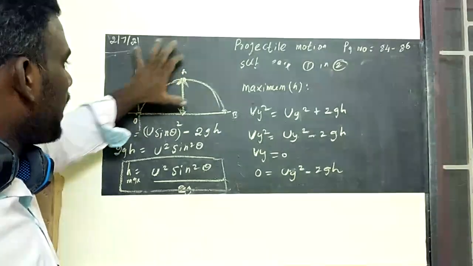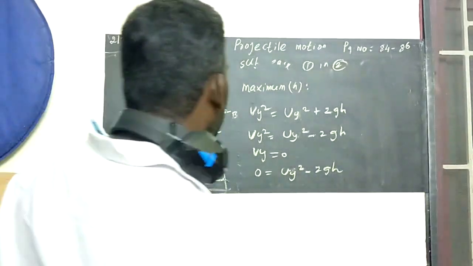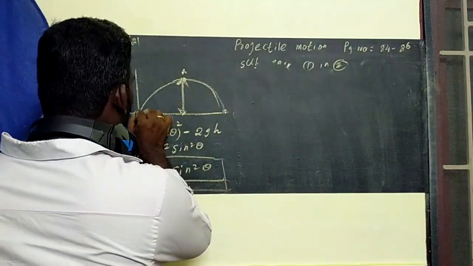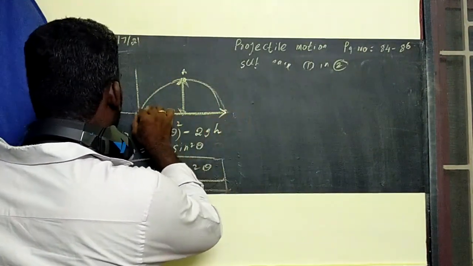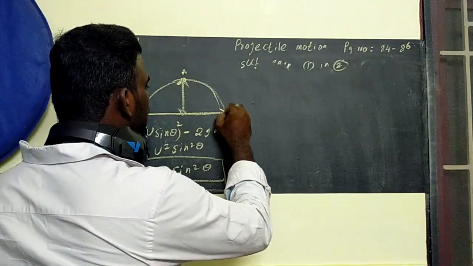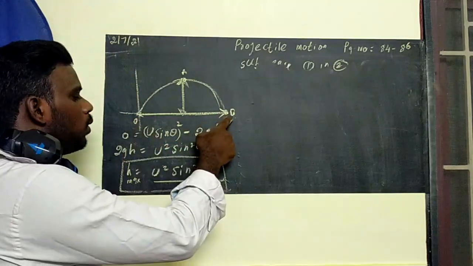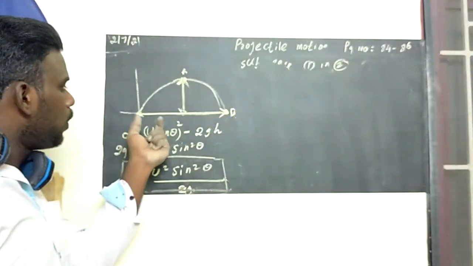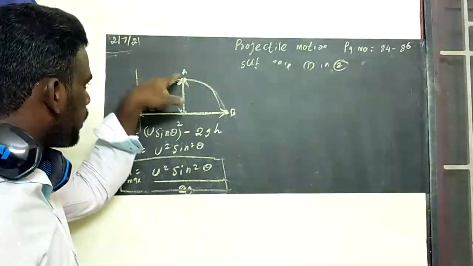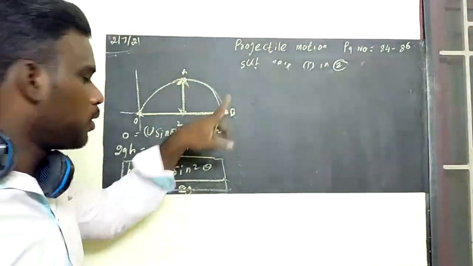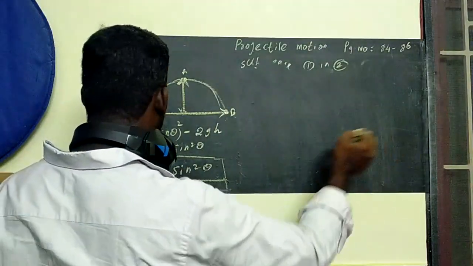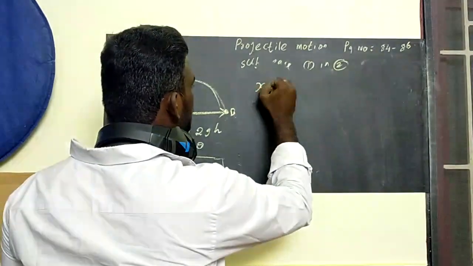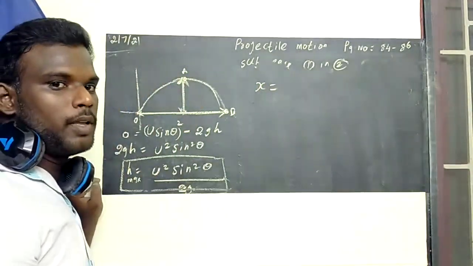So when it reaches the maximum height. Is that clear? And next, I want to know the total distance traveled by the body between the point of projection and when it hits the ground, which means the total distance between O and P. By using this, we can easily find the distance traveled by the body, and we know that the distance will be equal to, x-axis will be equal to what?